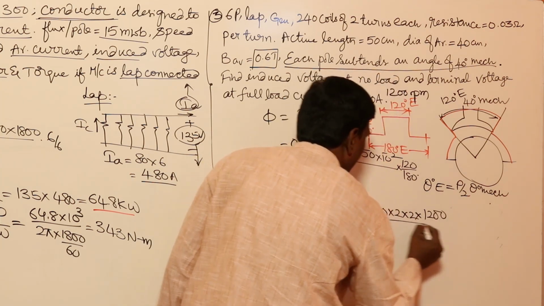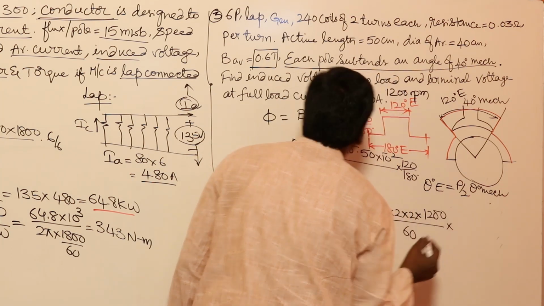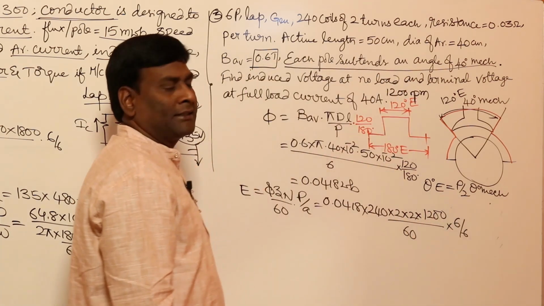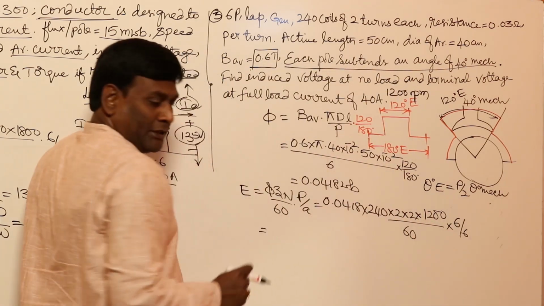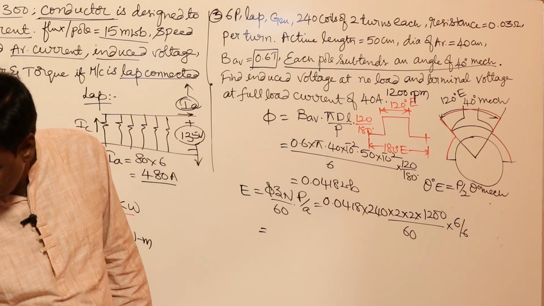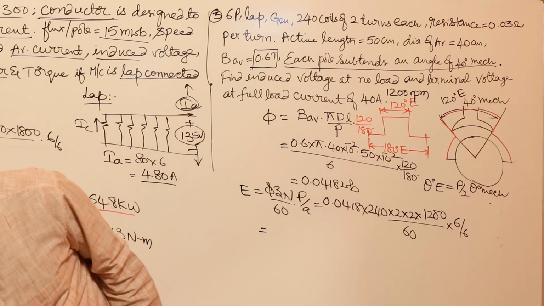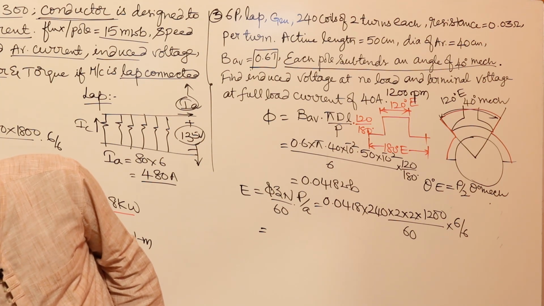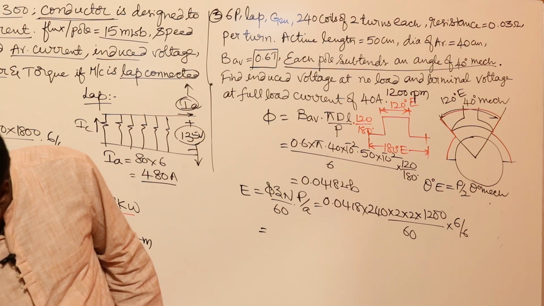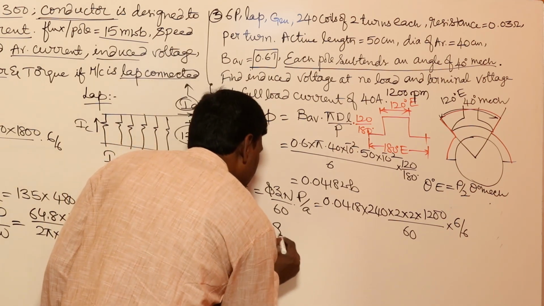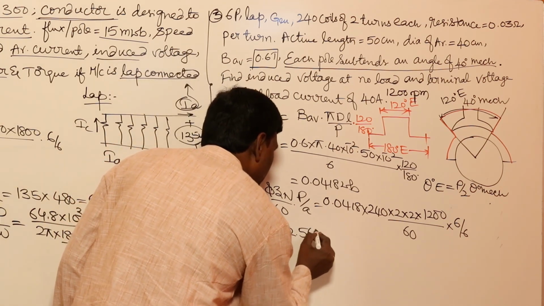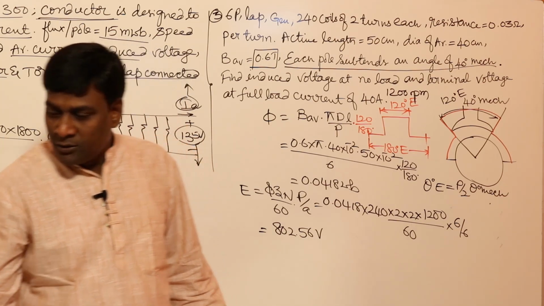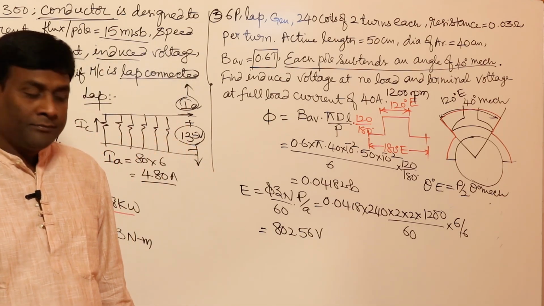1200, pi Z N by 60 into P by A, 6 by 6, because it is lap connected. So my induced voltage is going to be 802 or 202. I think 802. Yeah, 802.56 volts. It can be 202 also because it is not properly printed. Okay, let me calculate. Give me the calculator.